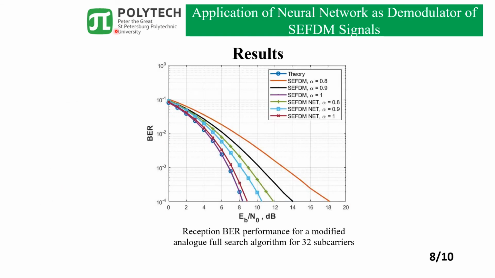This slide shows the result of reception bit error rate performance for the modified analog full search algorithm for 32 subcarriers. In the case of alpha 0.8, there is an energy gain of 4 decibels on the bit error rate performance curve, considering the neural network. In the case of alpha 0.9, the energy gain is about 2 decibels.